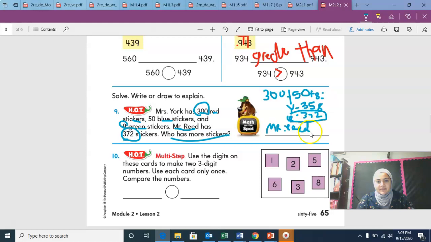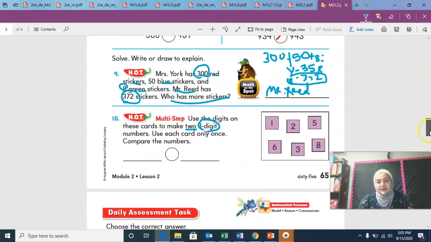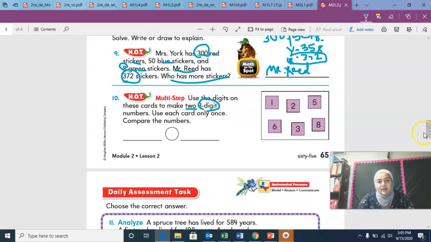Okay? All right. Let's go ahead and look at number 10. It's a hot question. That means it's multiple step. So let's find out what we're going to do. Use the 3 digits on these cards to make 2 3-digit numbers. So they want us to make 2 3-digit numbers. Use each card only once and compare the numbers. So this is one where all of our answers will kind of be a little different. So this is actually really easy. They want us to create 2 3-digit numbers using these cards.